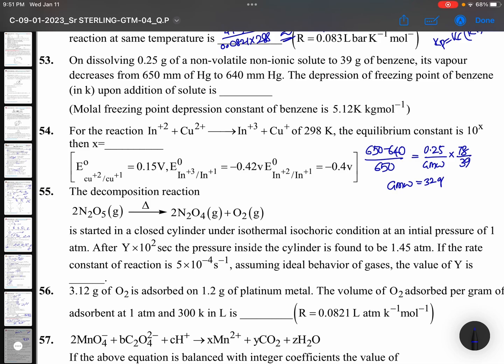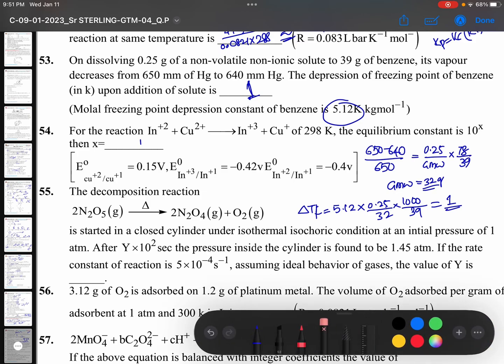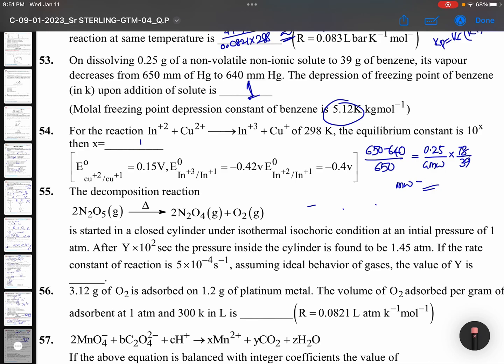Now what it is asking is the depression in freezing point. Depression of freezing point delta Tf is equal to Kf into m. Kf value is given, 5.12, into molality. Molality is equal to the number of moles of solute, that is nothing but weight by molecular weight, 0.25 by 32. For this purpose only we have done this, into 1000 by 39 grams of benzene. If you solve this, you will be getting almost equal to 1. Check once if you want, you will be getting 1 here. I am skipping this because we don't have much time. You can pause it and check. It is a little time-taking. Easy question, but time-taking.